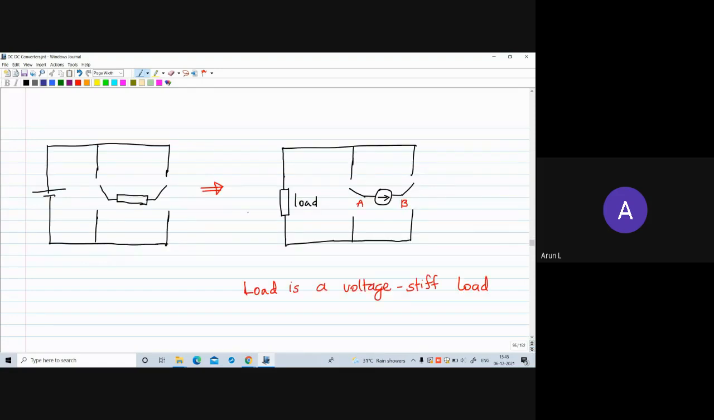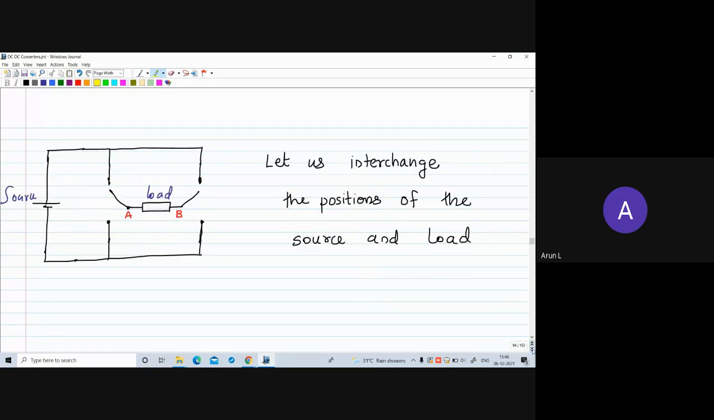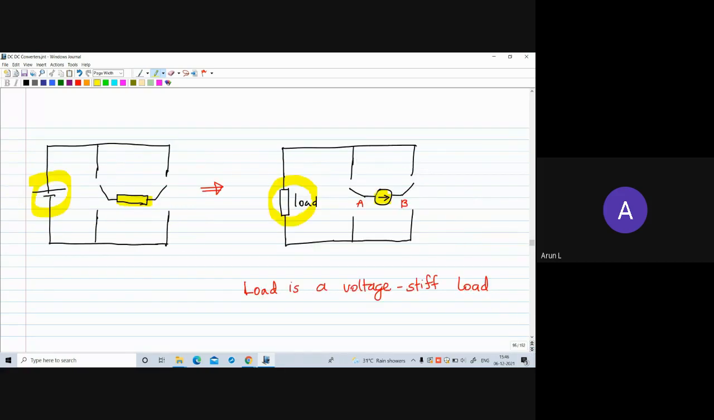If you interchange the locations, the load will come at this side. Previously the source was here, now I have placed the load at that point, and this load is replaced by a current source. Why a current source? Because we are interchanging the DC link. Previously this side was DC and this side was AC. Now we are interchanging the positions, so on this side you should have unidirectional current. That is indicated by a current source between the nodes A and B.